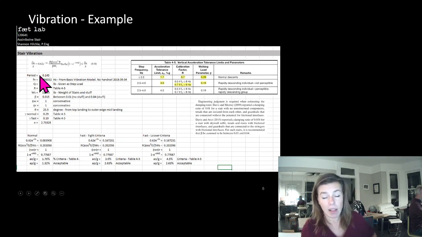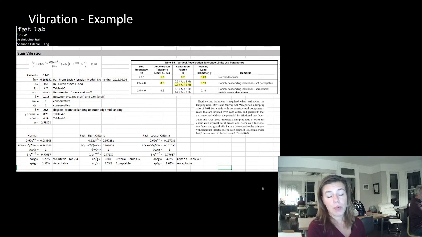Period is usually calculated through that design guide, but also it can be done in an analysis software. So I use ETABS as my analysis software, and within that I can pull out the vibration, I can pull out the period of the stair under the load cases I'm looking at.